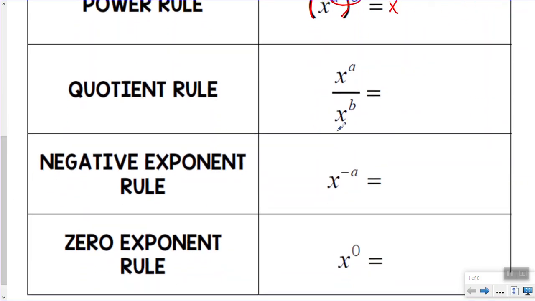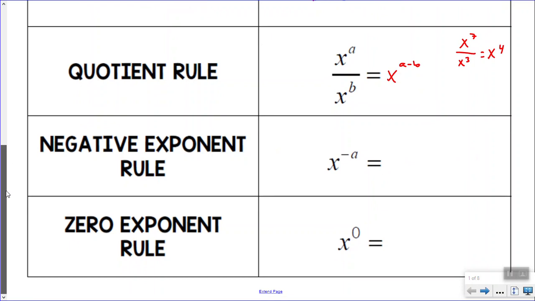Our quotient rule is the opposite of multiplication. So in multiplication, when we multiply like bases, we add the exponents. For division, we're going to subtract them. So x to the a divided by x to the b is going to give you a base of x, but now the difference of the exponents, always top minus bottom. If I had x to the 7th divided by x to the 3rd, we would subtract the exponents, and we end up with x to the 4th power.